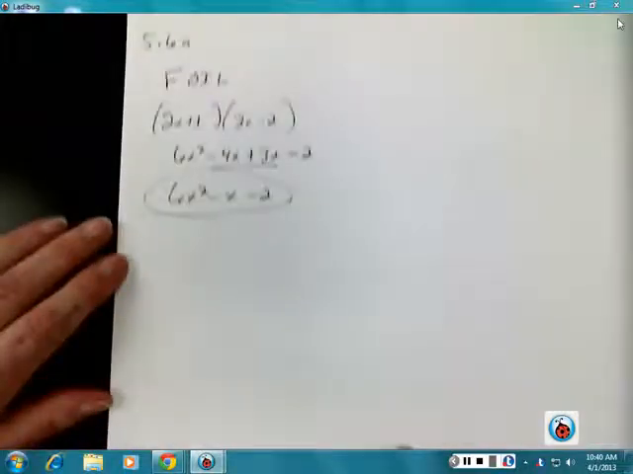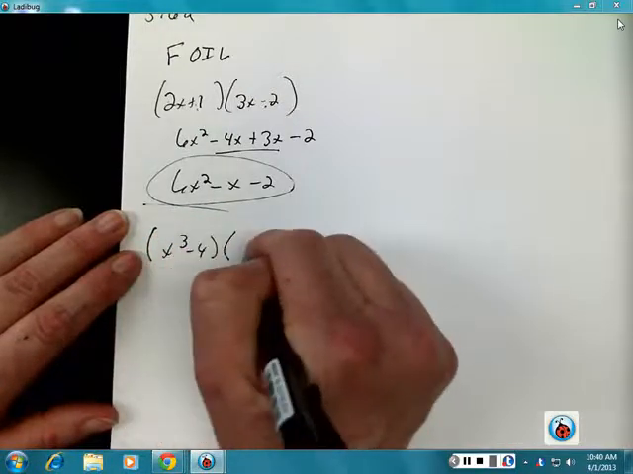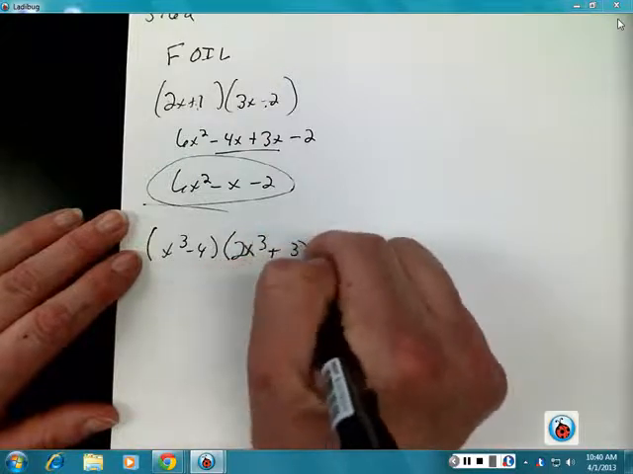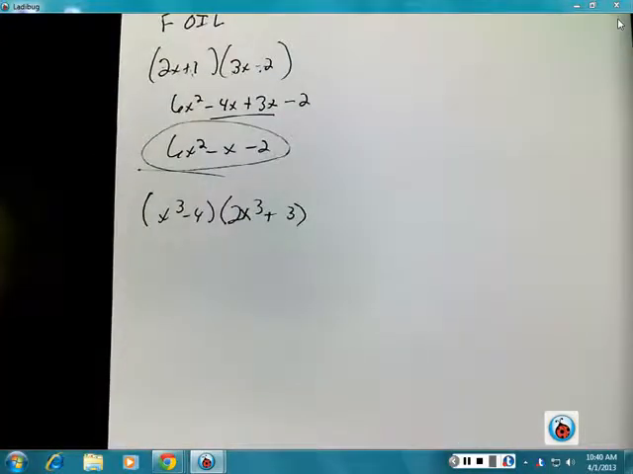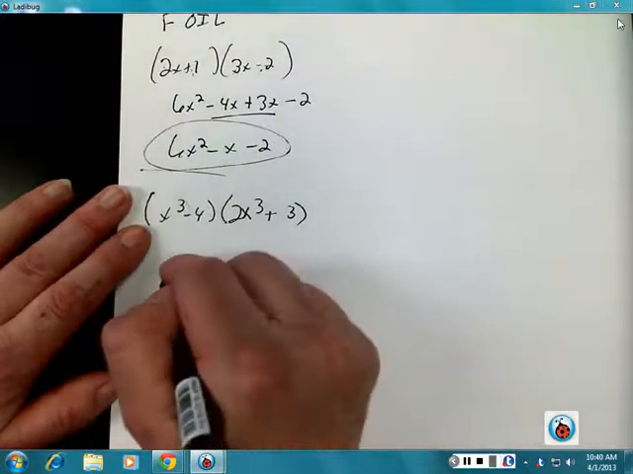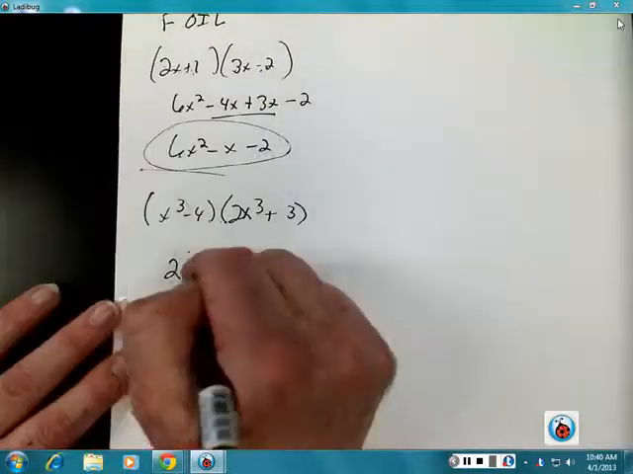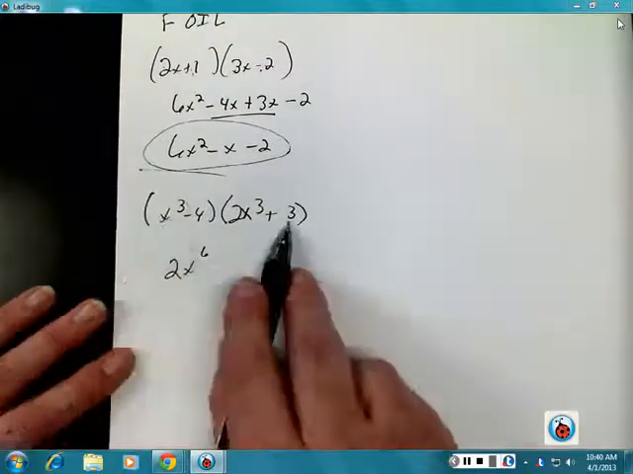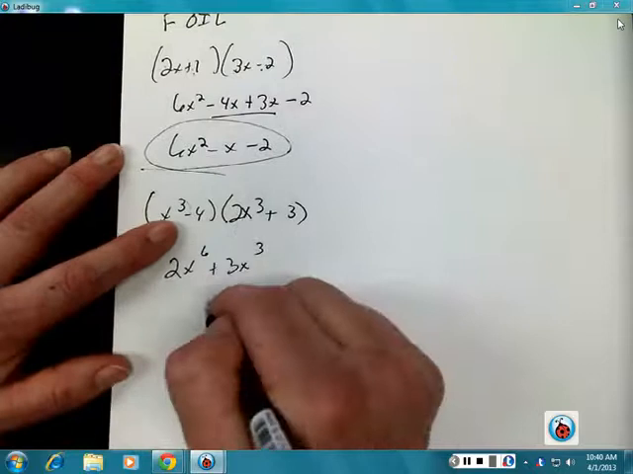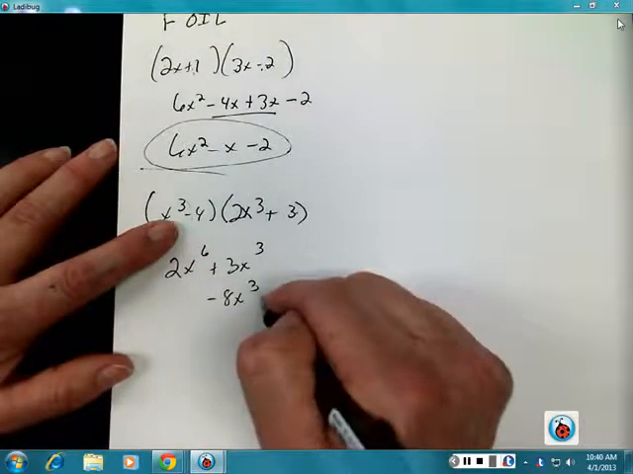They do add things such as x cubed minus 4 and 2x cubed plus 3. Now the only difference with these guys is that when you FOIL, x cubed times 2x cubed is going to give me what? What do I get if I multiply those two together? Yes, 2x to the 6th. This times 3 is a plus 3x cubed. 4 times 2x cubed is a minus 8x cubed. And last, negative 4 times 3 is negative 12.